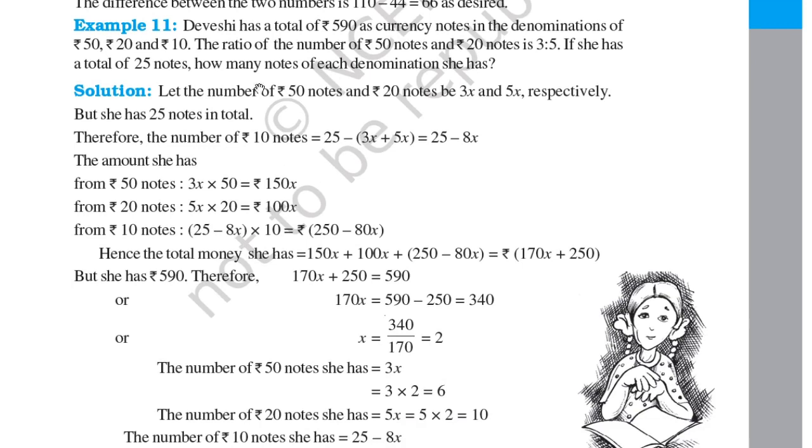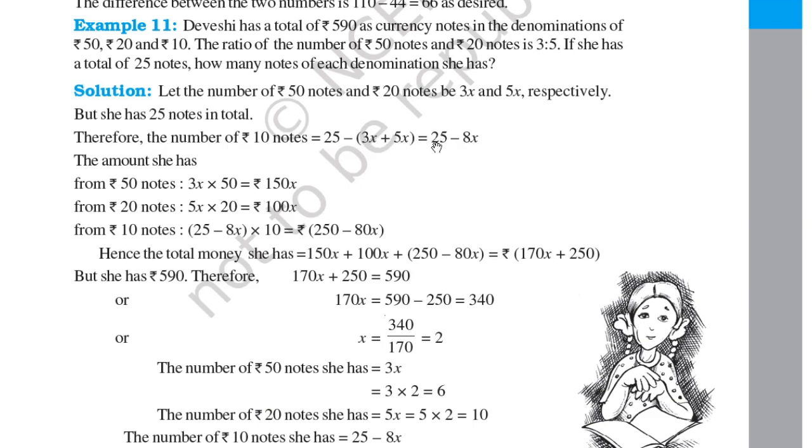Let the number of 50 rupee notes and 20 rupee notes be 3x and 5x. So you can see here the ratio is 3 and 5, so we'll multiply it with the variable x. So we get 3x and 5x respectively. But she has 25 notes in total. So therefore the number of 10 rupee notes is 25 minus (3x plus 5x). So it will become 8x.